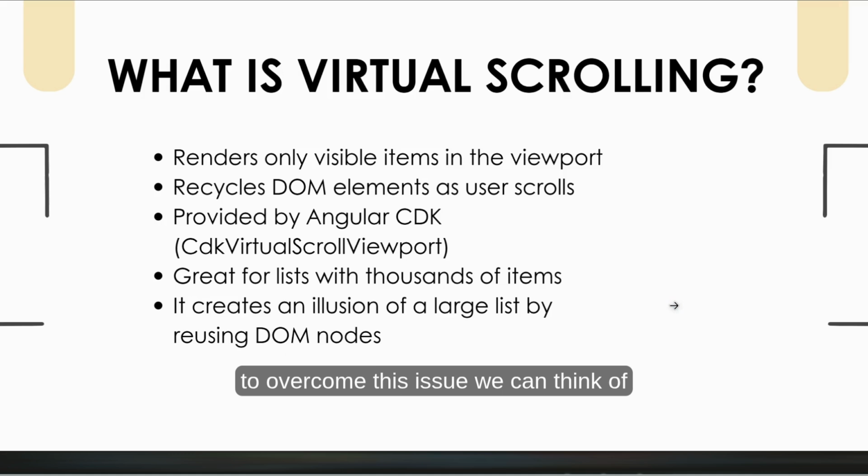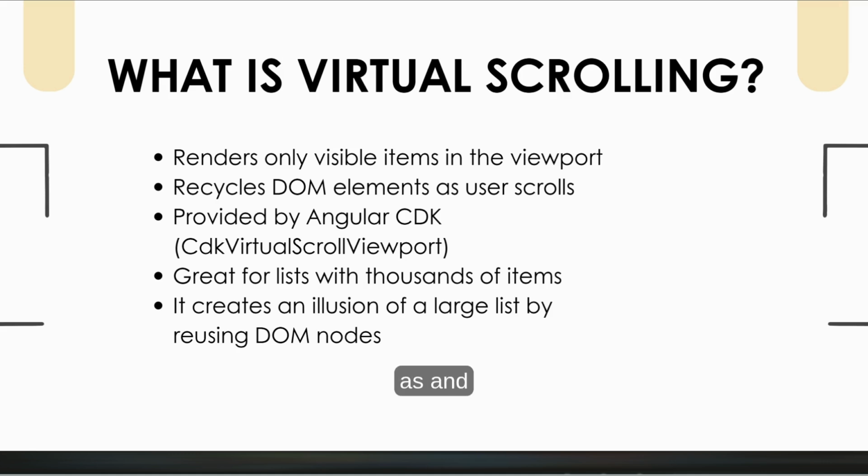So to overcome this issue, we can think of a solution called virtual scroll. Virtual scrolling renders the list in the same way as ngFor, but with a certain optimization. It will render only the visible items in the viewport, the items the user is currently seeing. And as the user scrolls, it will render the remaining items.